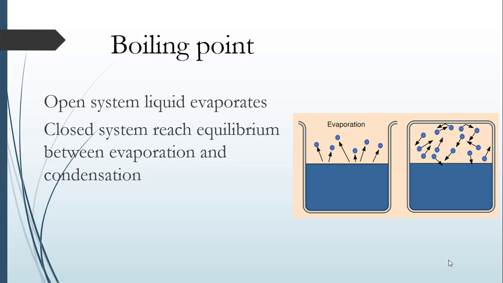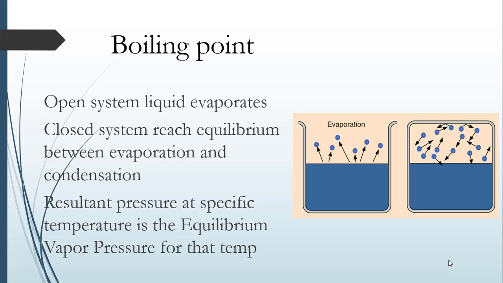closed system. There will still be molecules that can break away and form a gas, but at some point you'll have enough gas molecules that some of them will begin to condense. And when the rate of evaporation equals the rate of condensation, that's called equilibrium. And at that equilibrium, you'll have a certain gas pressure. That's called the equilibrium vapor pressure, and that is specific for a temperature. Think back to when we discussed the vapor pressure of water when collecting a gas over water.